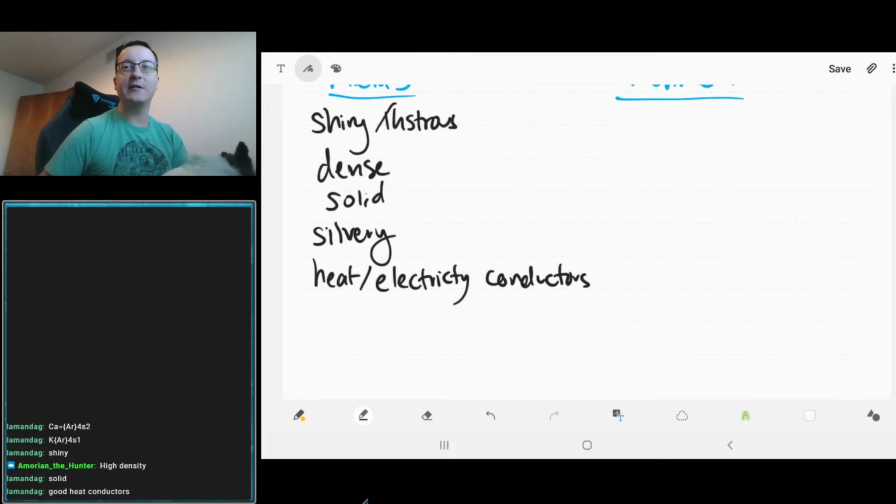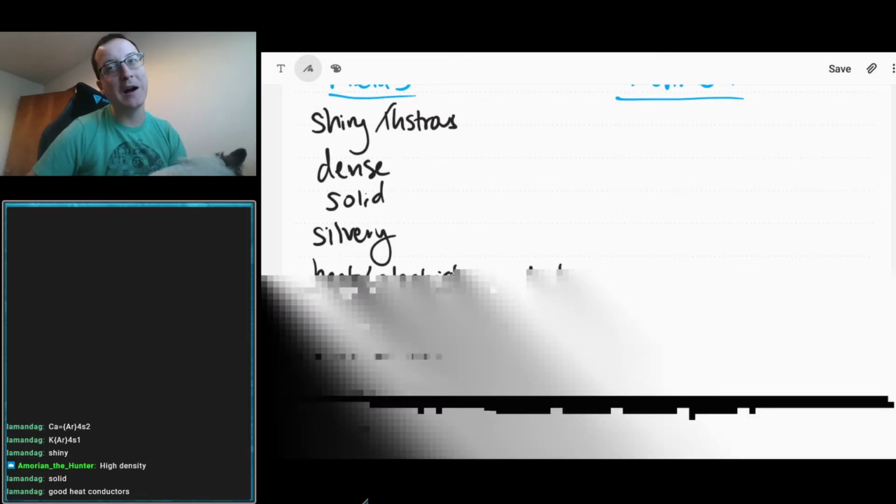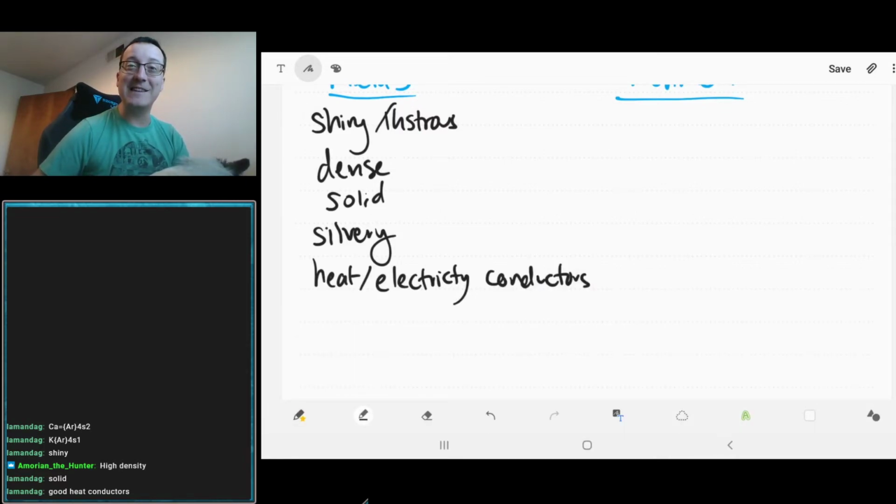Fun fact for you guys, the best conducting metal in existence is silver. However, obviously it's way too expensive to use silver wiring, even though it is a better conductor of electricity. So in very high-end things, you might have silver wiring, but for most purposes, copper is pretty close to silver's conductivity, and it's way, way cheaper. It also does not corrode as easily. Okay, cool.